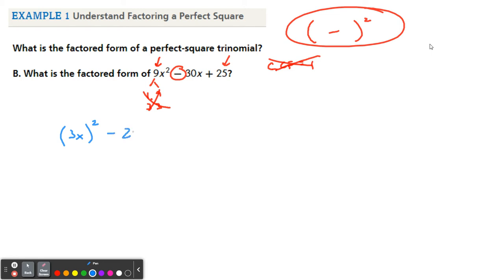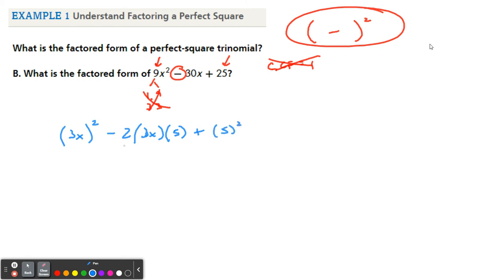Minus, now it's 2ab. Well, I already know a is 3x. So this is 2 times 3x, that's 6x. So what else do I need to make this a 30x? Well, the 30 divided by 6 is 5. b has to be a 5. And we should know that because what is the square root of 25? What squared gives you 25?